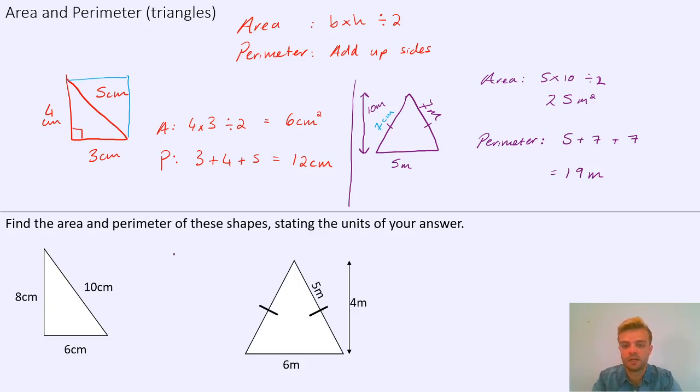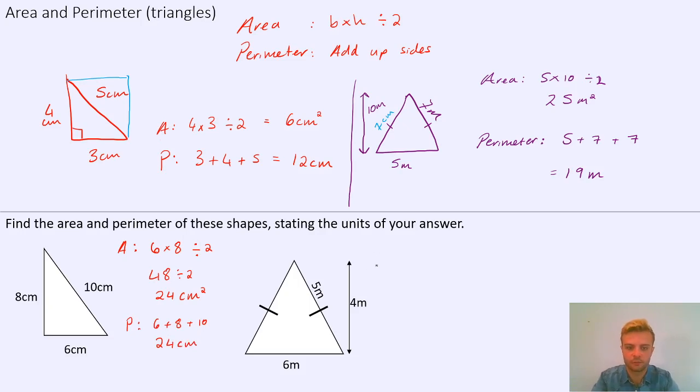So here we go. To find the area of this triangle, I'm going to do base times height, that's 6 times 8, and then divide my answer by 2. 6 times 8 is 48, and that divided by 2 is 24. Now those are all in centimeters, but this is area, so my answer is centimeters squared. The perimeter of this shape, we add all the sides together, so we can do 6 plus 8 plus 10. 6 plus 8 is 14, plus 10 is 24. That's odd. The perimeter is also 24, but it's 24 centimeters, because it's just a length.